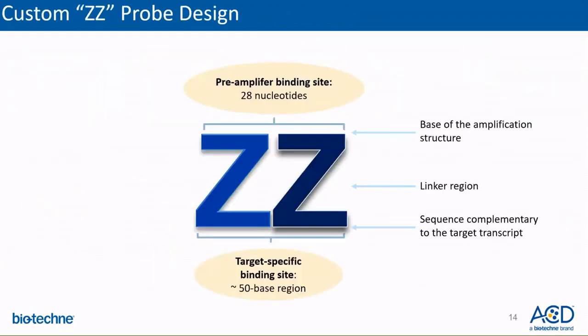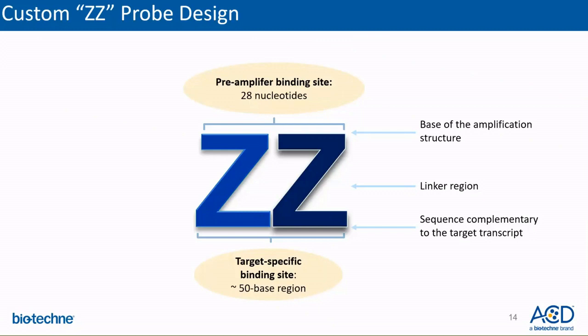The primary feature of our RNAscope technology is the oligo-based double Z probe design. Each Z probe has a lower part that is 25 bases in length that is complementary to the target RNA, and an upper region is a 14-base tail sequence that has the pre-amplifier binding site. The upper and the lower parts of the Z probe are linked together by a spacer sequence. Two such Z probes must come together to create a 50-base specific binding site that hybridizes with the target region of interest.